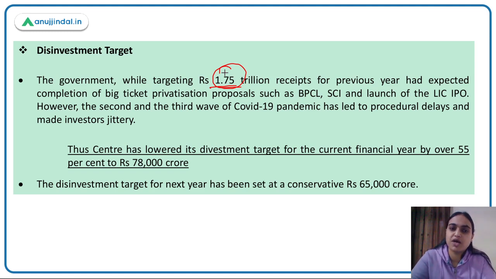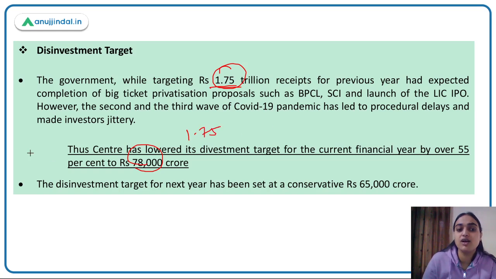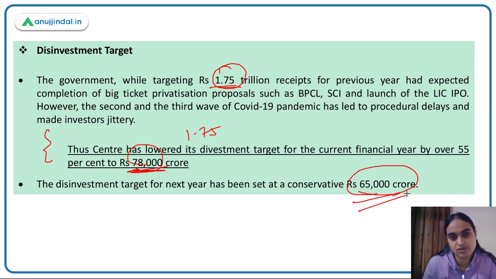So in this year's budget, the previous year's target has been revised. It has been reduced by over 5% to 78,000 crores. The 1.75 lakh crores target was revised to 78,000 crores, and the disinvestment target set for the upcoming year is 65,000 crores.